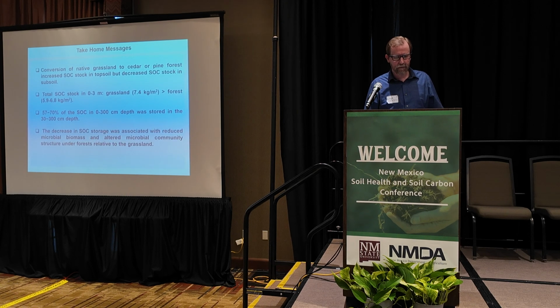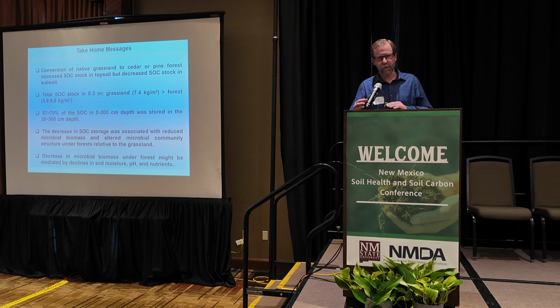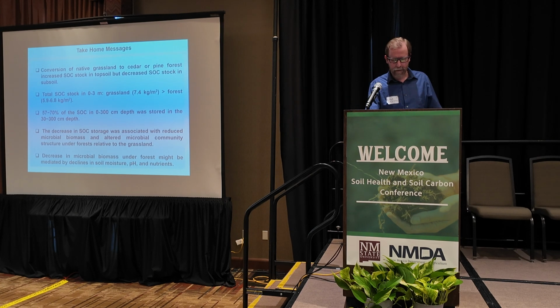And the decrease in SOC storage was associated with reduced microbial biomass and altered microbial community structure under forest relative to grassland. So the decrease in microbial biomass under forest might be mediated by declines in soil moisture, pH, and nutrients. We are not sure right now what the underlying mechanisms are, but we are pretty sure that the shift in microbial biomass because of land use shift was responsible, or in part responsible, for the different soil organic carbon patterns.